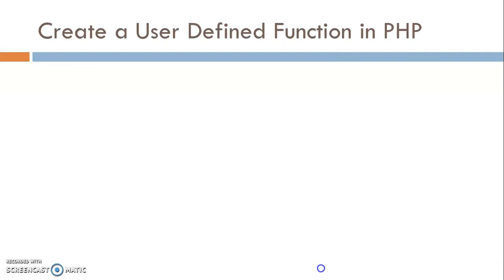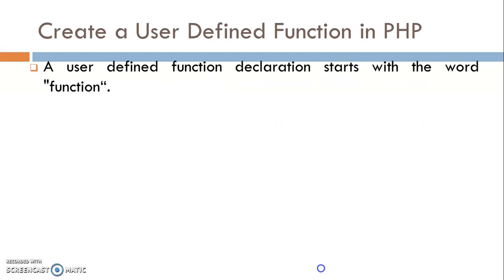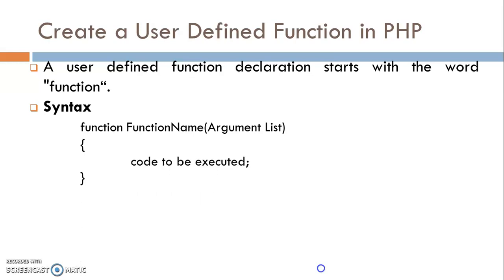Now, the syntax to create a user-defined function in PHP. A function starts with the word function. The syntax is: first write function, then the function name, and in parenthesis write the argument list separated by commas. Then in the next line, open a curly bracket, write the related statements to be executed for the function, and then close the curly bracket.